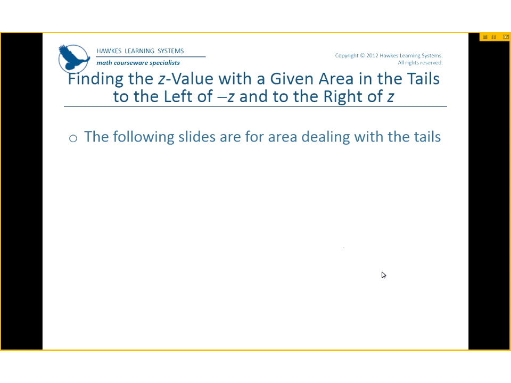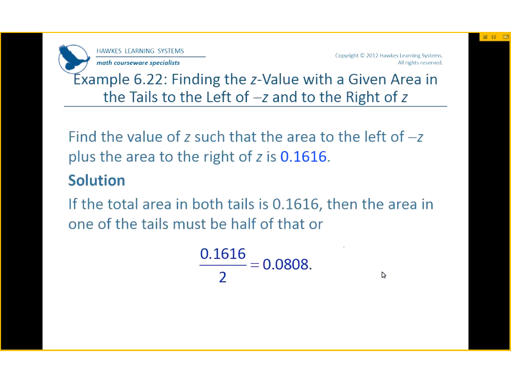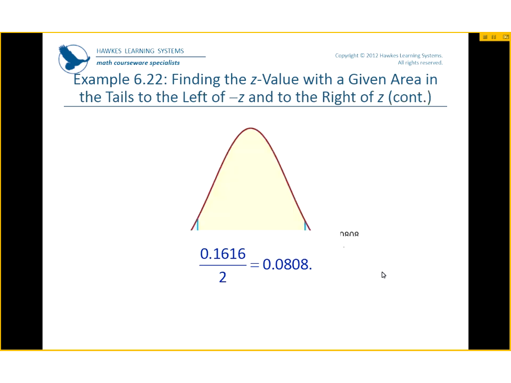The following slides are for areas dealing with the tails. So it's going to ask you, find the z value with a given area in the tails to the left of negative z and to the right of positive z. All right, they have to tell you that's what you're looking for. So those problems are kind of easy because you have to know it's tails. So find the value of z such that the area to the left of negative z and the area to the right of z is 0.1616. So I know it's tails, that means there's two of them. So I divide that 0.1616 by 2 and get 0.0808.